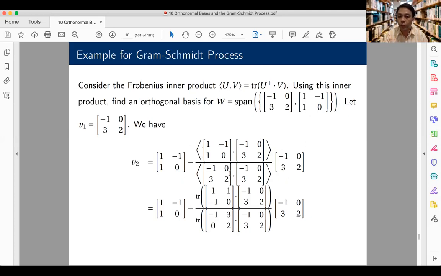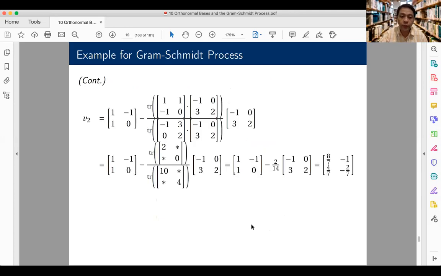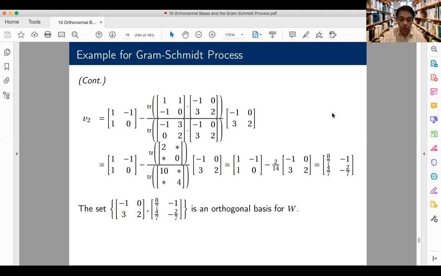And we use the symbol for the inner product. But how do you compute the inner product? It is just the Frobenius inner product, and it is just the trace of U transpose V. So U transpose, this one, times V. And the same for the bottom here. And you just get the product, and we are not concerned of the off-diagonal entries. We are only concerned with the diagonal entries. And this is just the trace. The trace is equal to 2, here 14. So 2 over 14, and that's what we have there. And when you simplify, you get this. So our orthogonal basis for W is equal to this set.